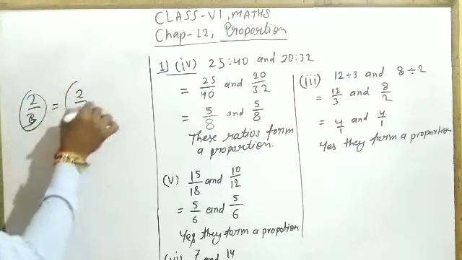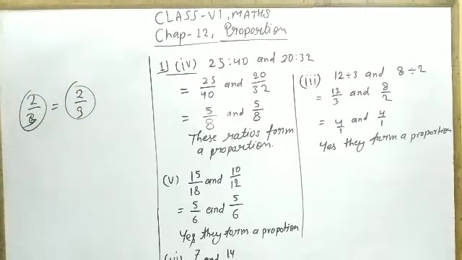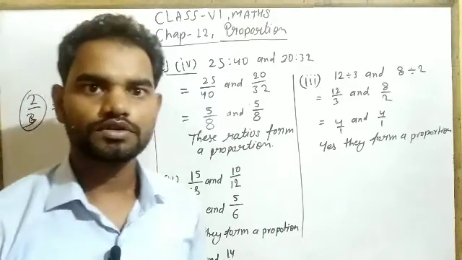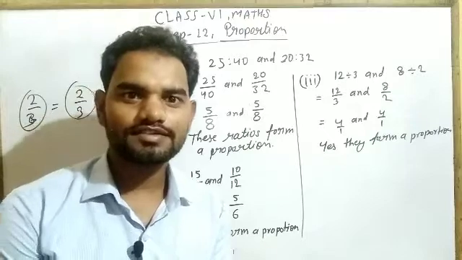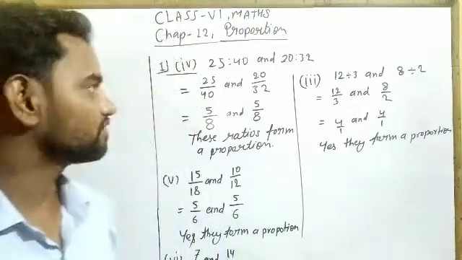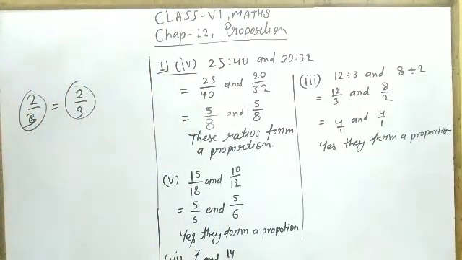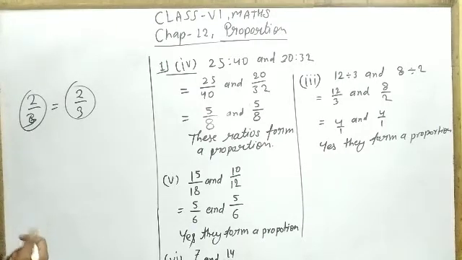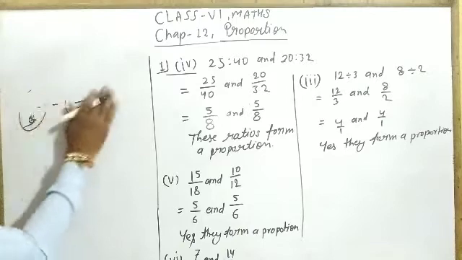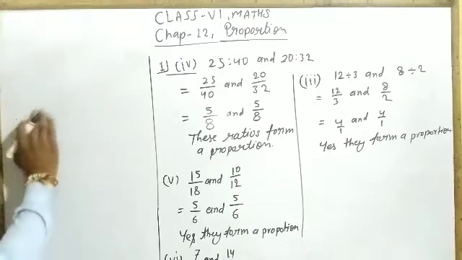Here fractions means ratios. If the value of two ratios is equal, then we can say that these two fractions are in the form of proportion, or we can say they form a proportion. In the previous chapter you already read about the ratio. Ratio means the relation between two quantities.